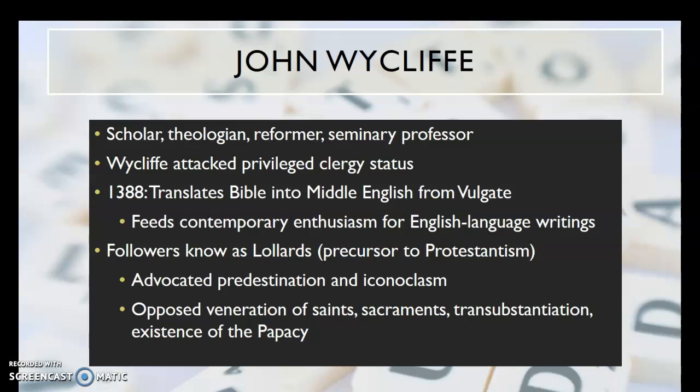In 1388, he translated the Bible into Middle English from the Vulgate, and the Vulgate was a 4th century Latin translation that the church took as its official version. But Wycliffe was like, no, everyone can't read that, so he translated it into a version that everyone could read. He made it accessible. His followers were known as Lollards, and they believed in predestination and iconoclasm, but they opposed the veneration of saints, sacraments, transubstantiation, and the very existence of the papacy. So you can see the similarities here between Lollardism and Protestantism kind of piling up.